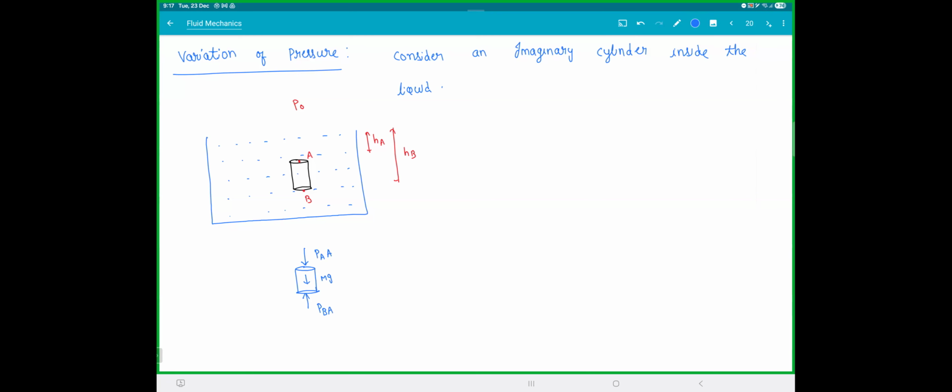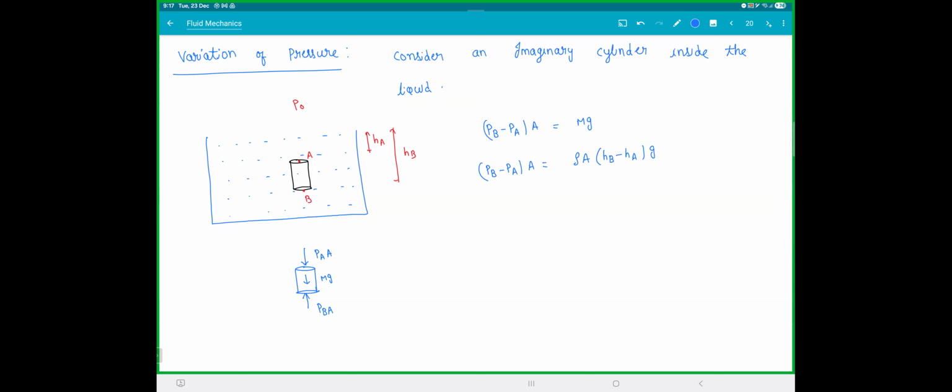And this imaginary cylinder is at rest, isn't it? The liquid is not moving anywhere. So the forces must be balanced because it is an equilibrium. So you can clearly see the difference in pressure, PB minus PA into area, must be balancing your mg. And what is mg? Density of the liquid, area of cross section, and the height of the cylinder, which is HB minus HA.